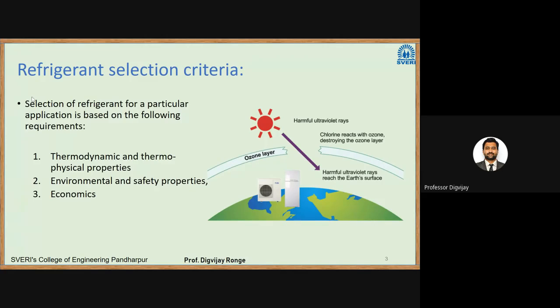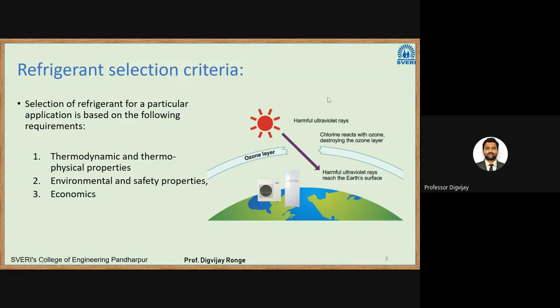And third criteria is economics. Even though you select the best possible refrigerant, under the economic consideration, it should also hold good. If you are creating a bill of material for, suppose, a chilled water system plant, a central air conditioning plant, in that bill of materials you are adding how much amount of refrigerant will be required. So that refrigerant should be easily available and its cost should be fair. I won't say it should be minimum, but it should be fair.